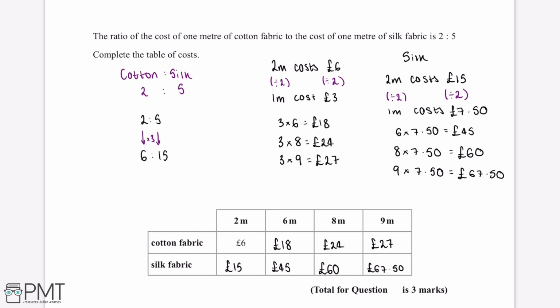Now this question's worth 3 marks. We'll get 1 mark for having at least one value correct in the cotton fabric row, our second mark for having at least one value correct in the silk fabric row, and our third mark for having a full correct table.